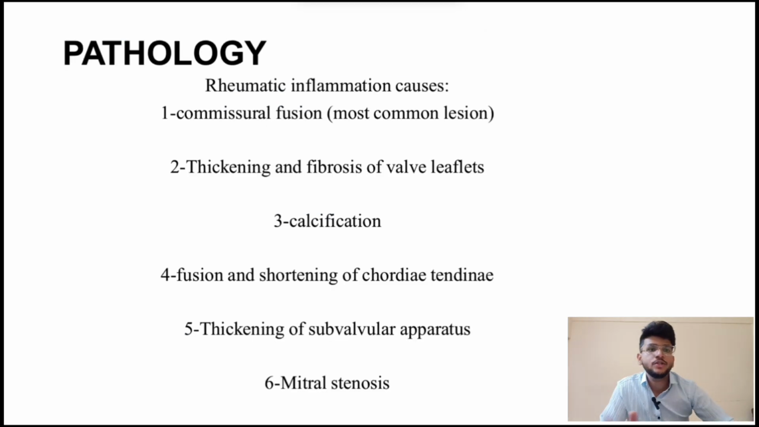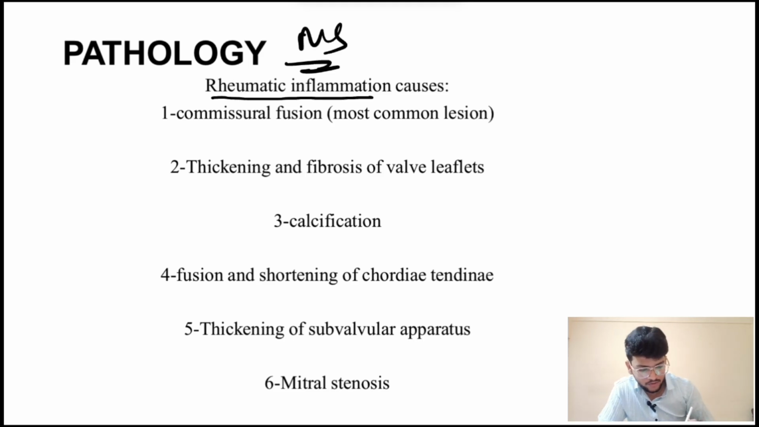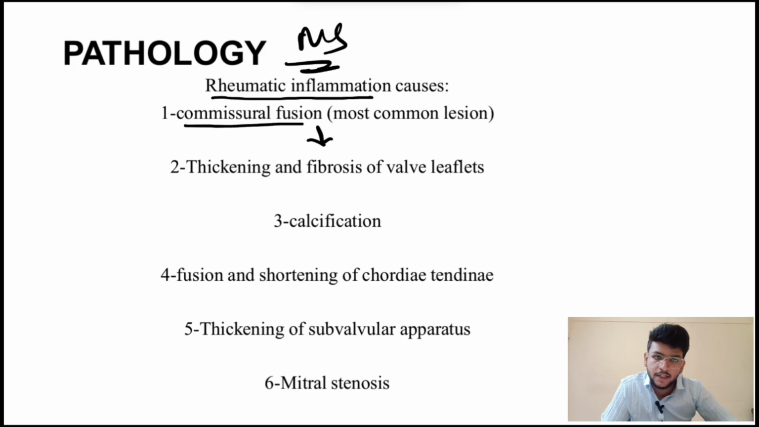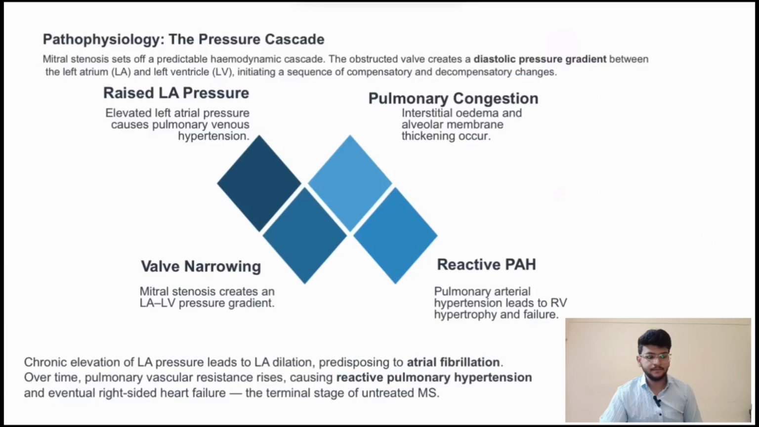Now let us see the pathology behind mitral stenosis. The most common pathology is rheumatic inflammation that causes commissural fusion. It is the most common lesion of the mitral valve, where the commissures fuse, which causes thickening and fibrosis of the valve leaflets. Next, calcification, where calcium deposits occur on the leaflets. The fusion and shortening of the chordae tendineae and the papillary muscle starts, with thickening of the subvalvular apparatus, and it leads to mitral stenosis.